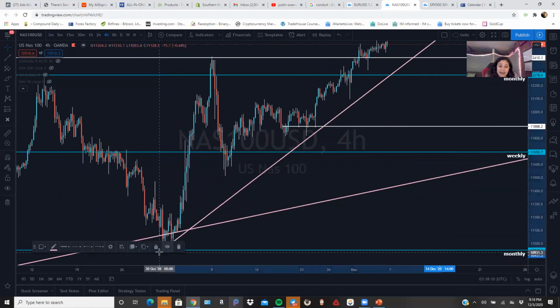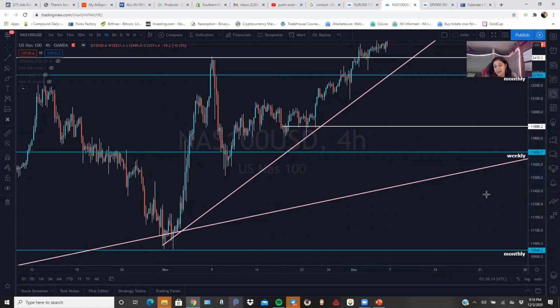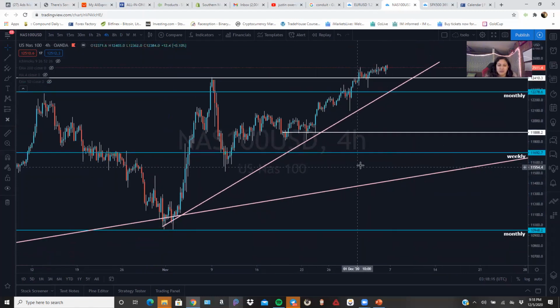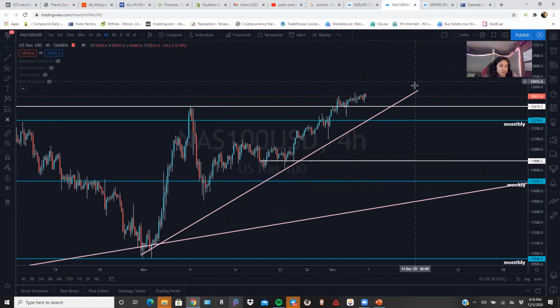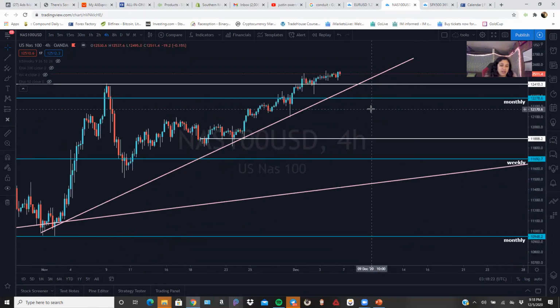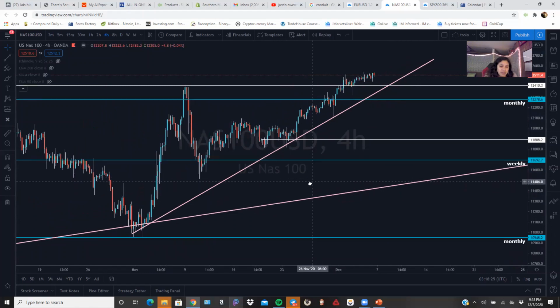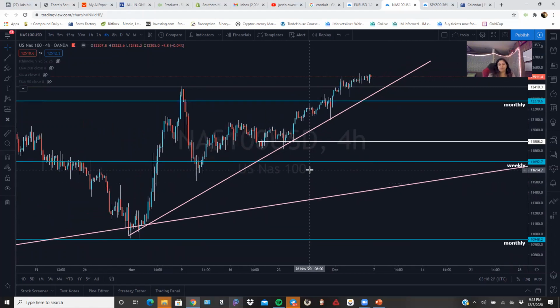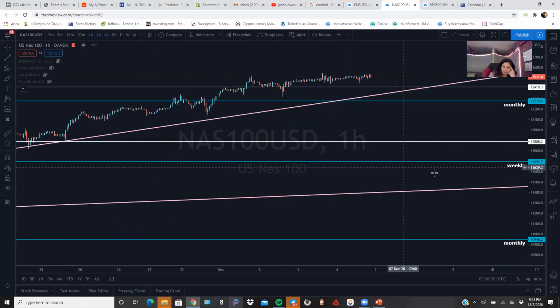And I'm not gonna lie, I honestly am not a fan of Nas. I don't like how Nas moves. I feel like US 30 moves smoother, and I feel like SPX moves smoother. I feel like Nas tends to move a little erratic at times. So I like this. Let's see.